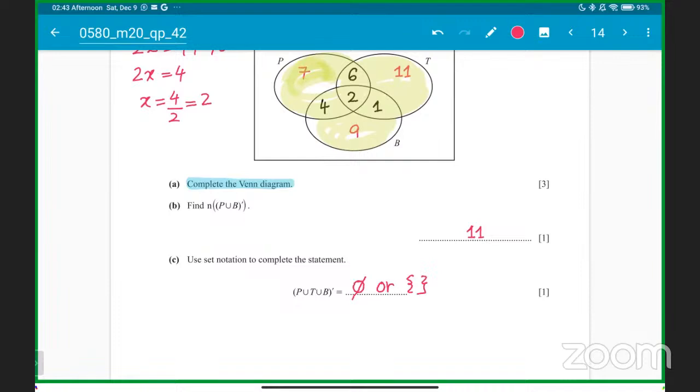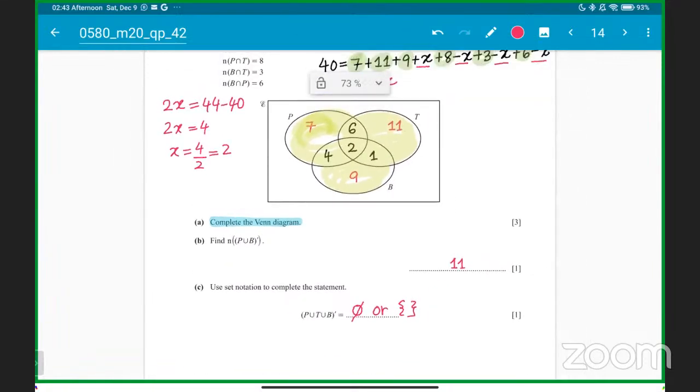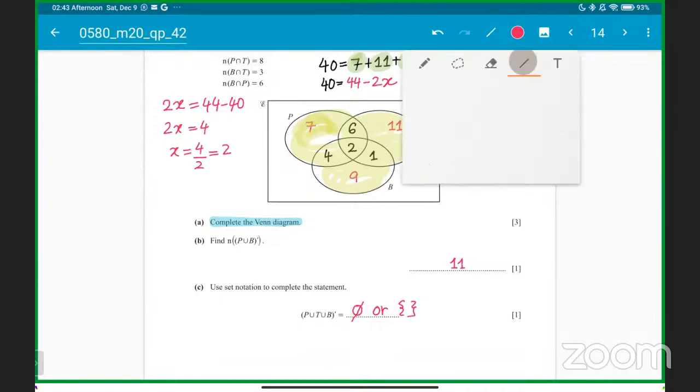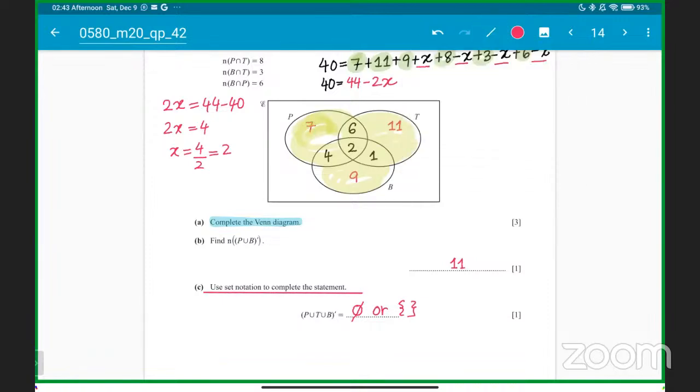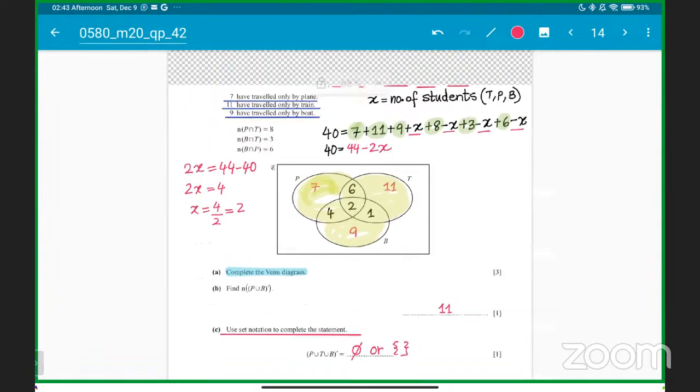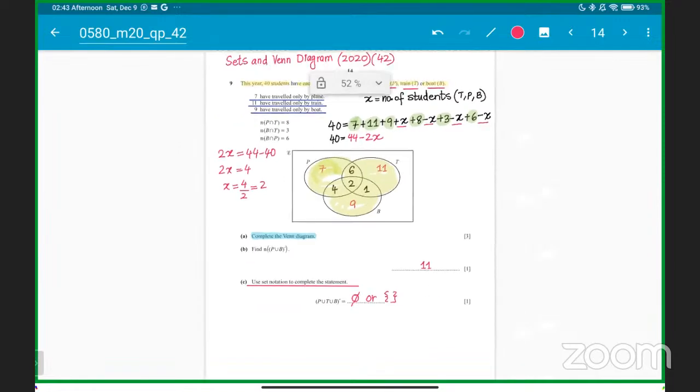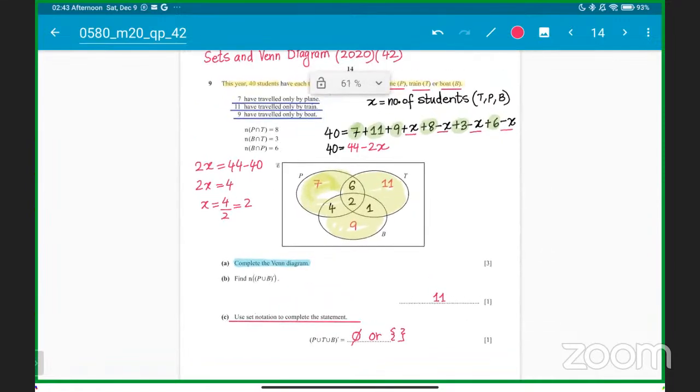Getting it clear? Make sure you don't write 0. 0 will not give you marks, students. You have to write in the set language, set notation language, to get the 1 mark. Clear, everyone? Should we move forward? Yes, sir. The first page is done. You can take a screenshot as well.